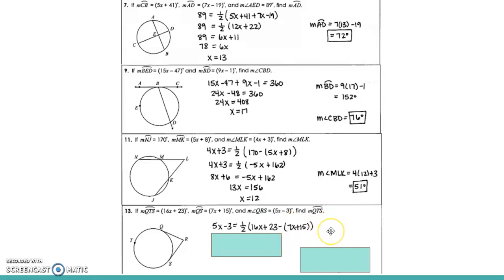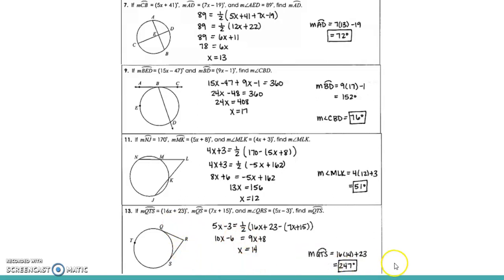When I write out my expression, I have the angle measure is equal to 1/2, and then the difference between my arcs. Again, we need to write the second arc in parentheses because we're subtracting both things. When we solve for x, we find that x equals 14. And once I have x equals 14, I'm going to go back into the measure of QTS algebraic expression and plug it in. So our final answer is that the measure of QTS is 247 degrees.